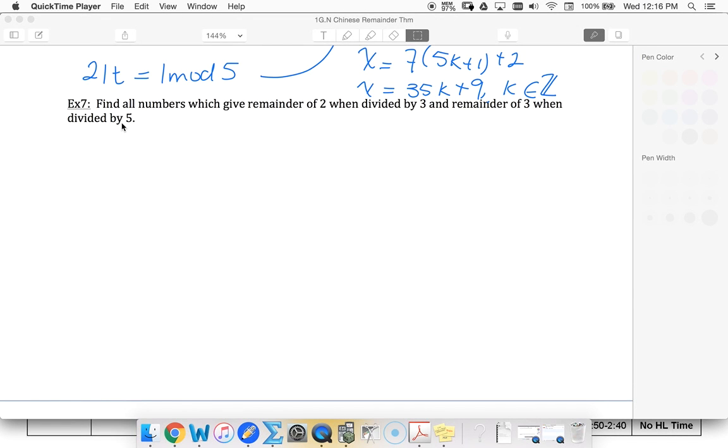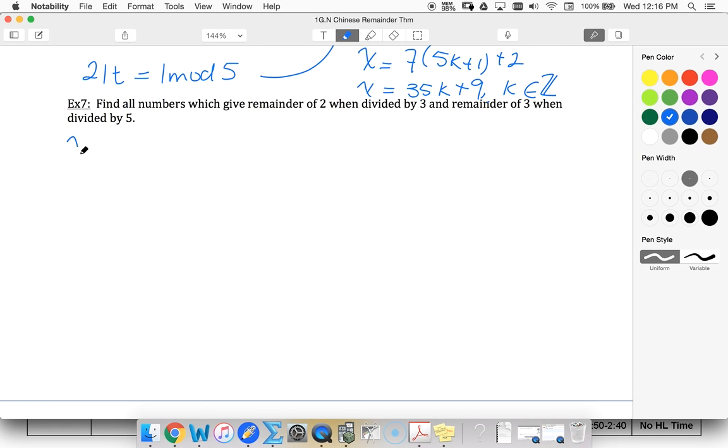All right, find all numbers giving a remainder of 2 when divided by 3. So that means I want to have x is equal to 2 mod 3. And remainder of 3 when divided by 5, x is also equivalent to 3 mod 5. And this one is also an equivalence statement. We could use our equal sign or our equivalence statement here. They both imply the same thing.